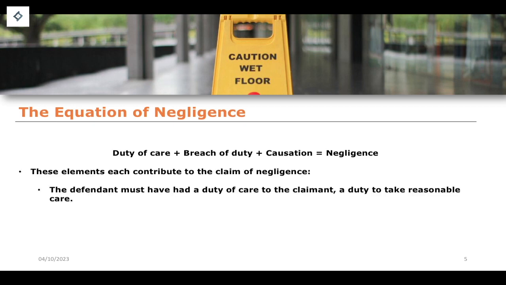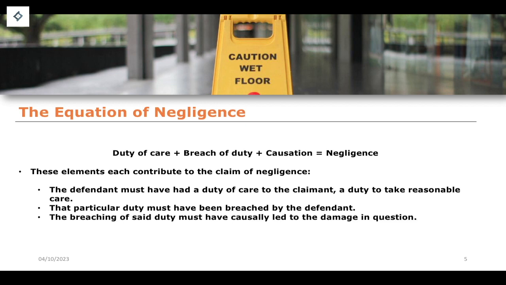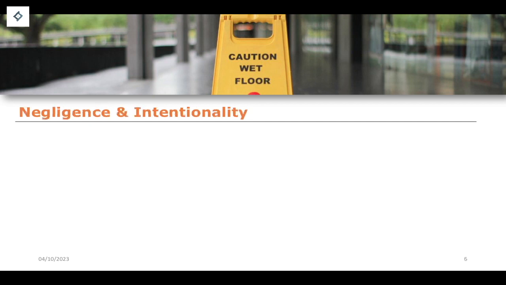So essentially, that is what we have. We have to have a duty of care to the claimant, a duty to take reasonable care. That particular duty must then be breached by the defendant, and then the breaching of said duty must have causally led to the damage in question. And then those all together contribute to a successful claim of negligence.